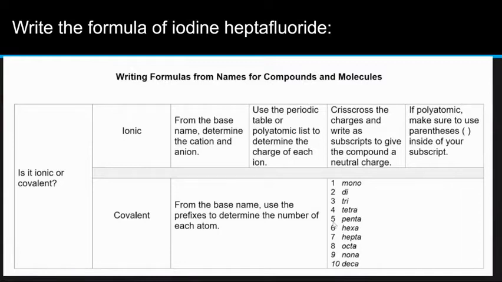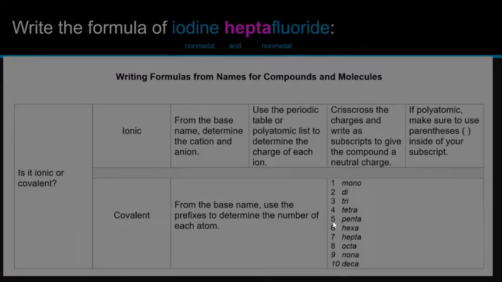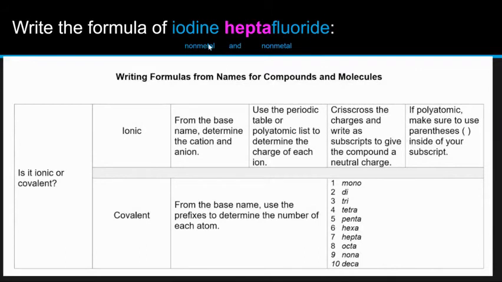All right, let's write the formula for iodine heptafluoride. Is it ionic or covalent? Hopefully you answered that it was covalent because iodine is a nonmetal, fluoride is a nonmetal, and that Greek prefix, the hepta, should have given away that we are using a covalent naming process.